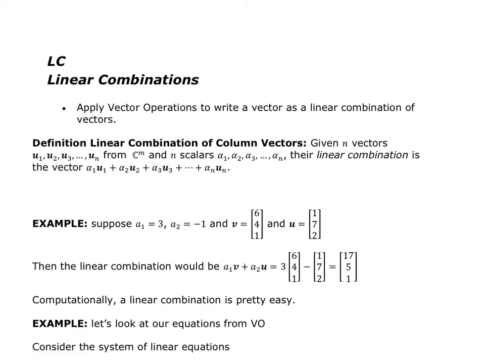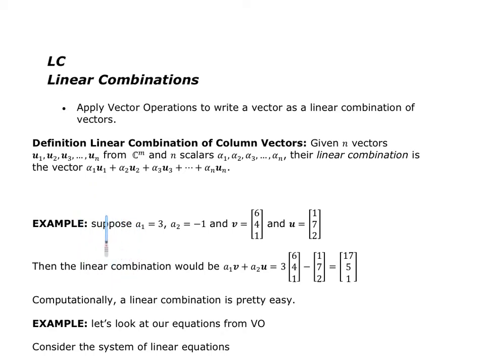In this video, we're going to talk about linear combinations. We're going to apply vector operations to write a single vector as a linear combination of more than one vector. By definition, a linear combination of column vectors is when you have a certain number of vectors, you multiply them by scalars, and you add them together, and you will get another vector. Of course, all the vectors have to be the same size.